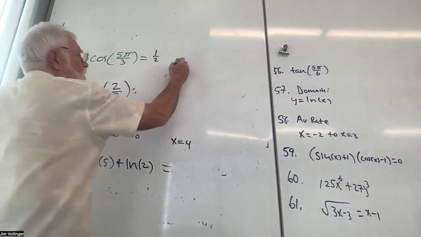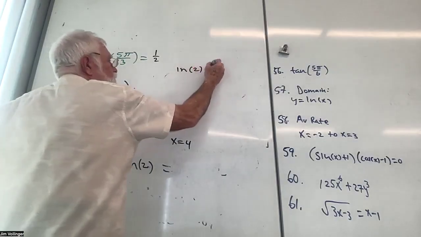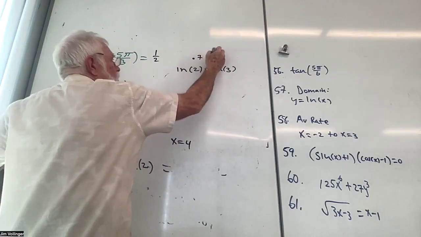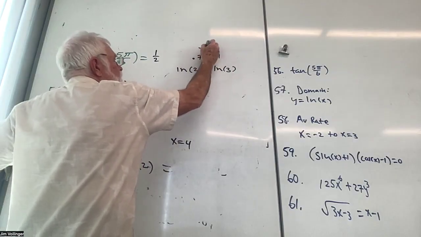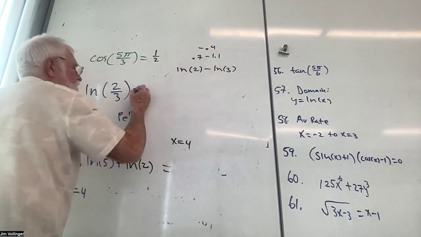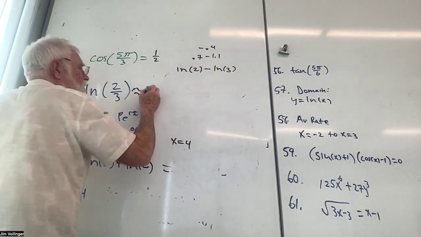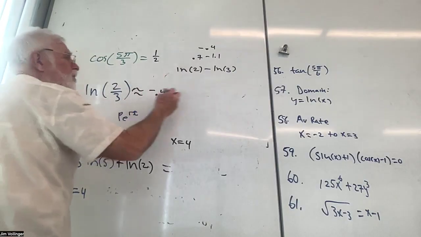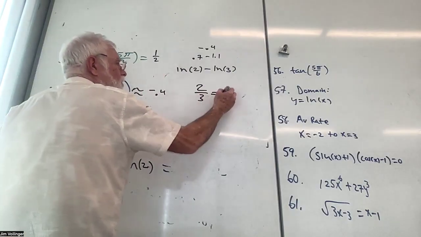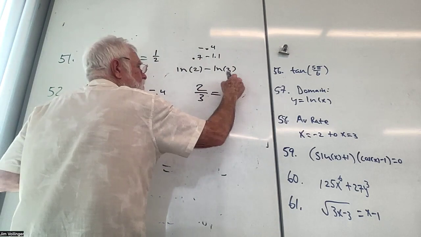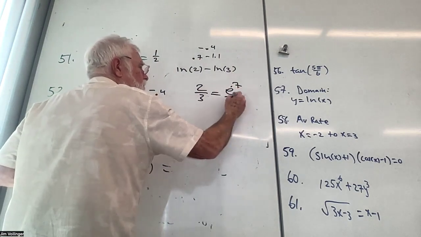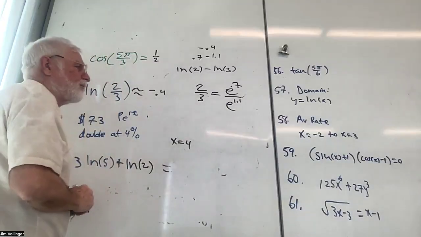ln of 2 over 3 is the same as the ln of 2 minus the ln of 3. Using log rules, I get 0.7 minus 1.1, which is negative 0.4. That's my approximation. In order to see those log rules, I will do the following. I will rewrite 2 over 3 in e notation, which is e to the 0.7 is 2, and e to the 1.1 is an approximation for 3.